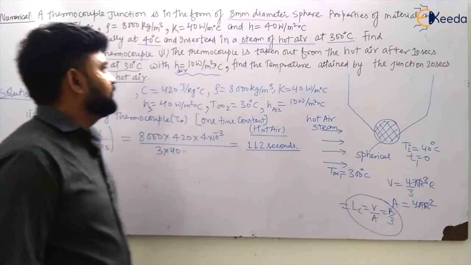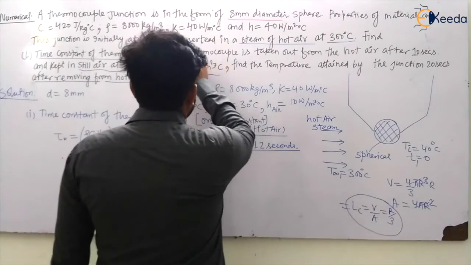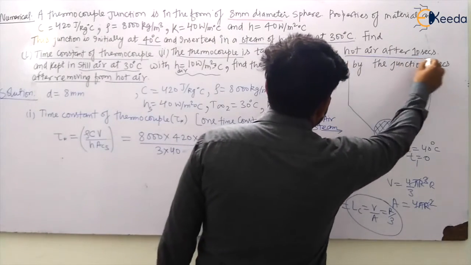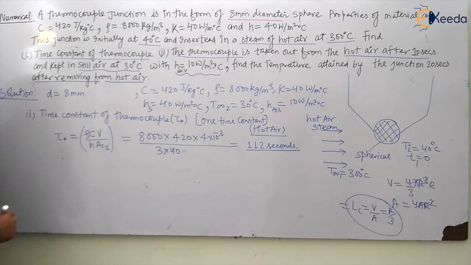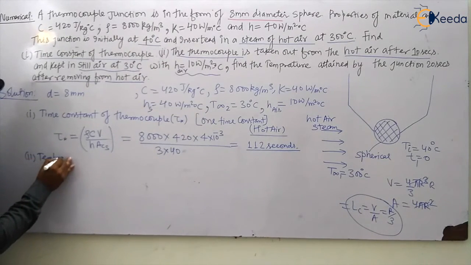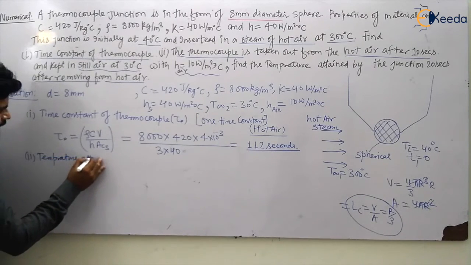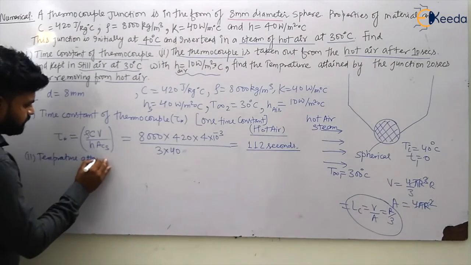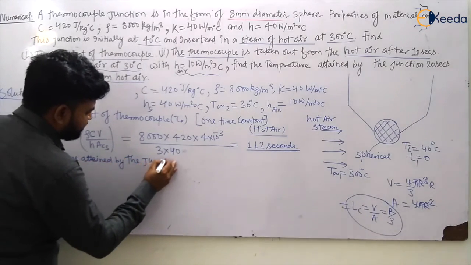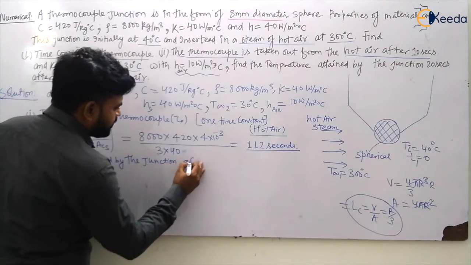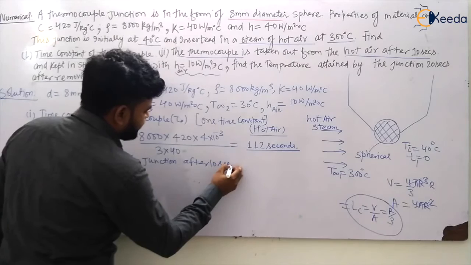Now what are they saying? They are asking us, the thermocouple is taken out from the hot air after 10 seconds. So what is the time when the thermocouple is taken out from the hot steam? Let us calculate the temperature attained by the junction after 10 seconds, my dear students.